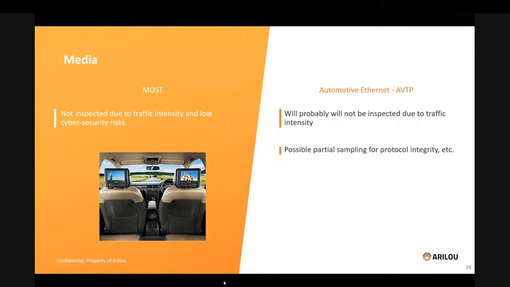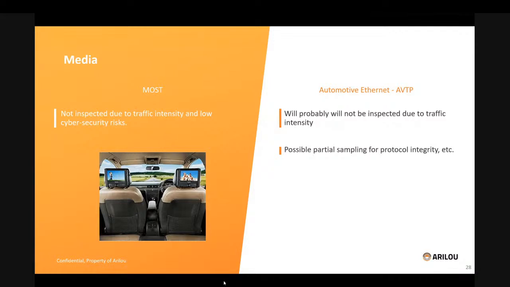So it's nearly air-gapped. It is not inspected. It is not regarded as an attack scenario. It cannot affect the engine. And more or less, the worst thing that you can do is to show the wrong picture on the back screen. This is the worst that you can do with it.